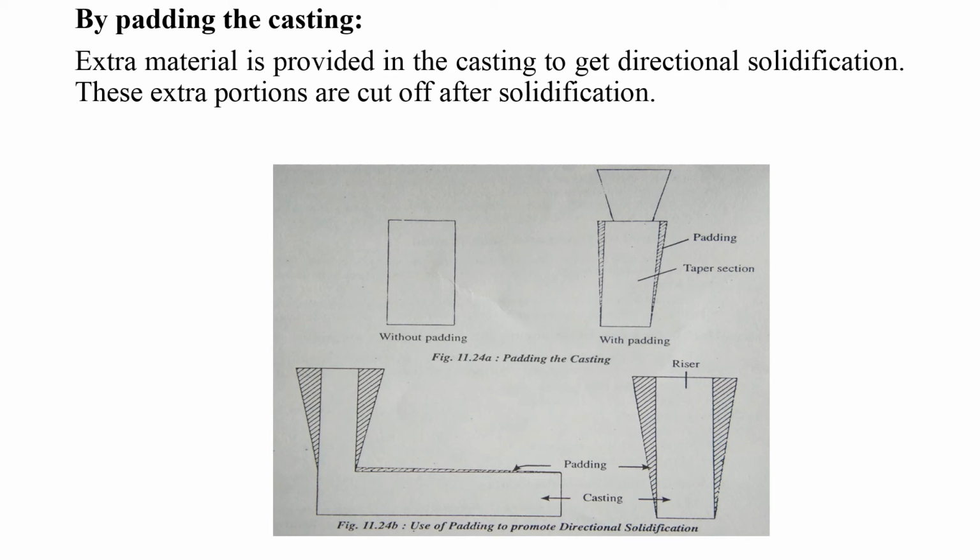Why is the extra material provided, the padding? The extra material is provided in the casting for directional solidification purpose. These extra portions are cut after solidification. Simple, this is. The padding system is very essential for the process.